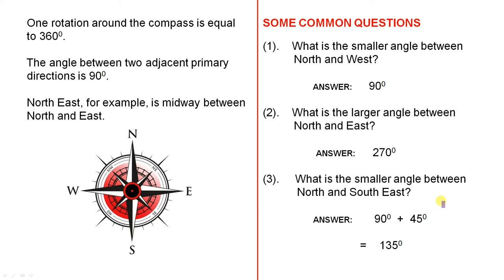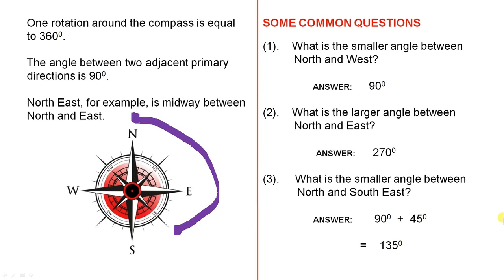What is the smaller angle between north and southeast? Now north is here and southeast is there. So basically if we're looking at the smaller angle, we're looking at that angle there. So the answer will be 90 degrees plus 45, because from there to there is 90 and from there to there is 45, so that gives you 135 degrees.